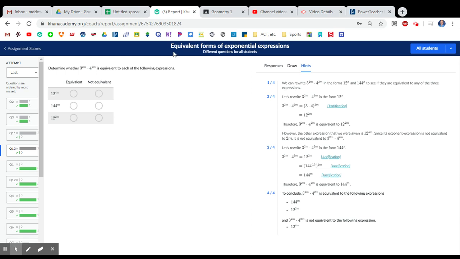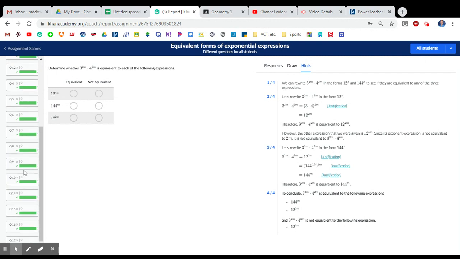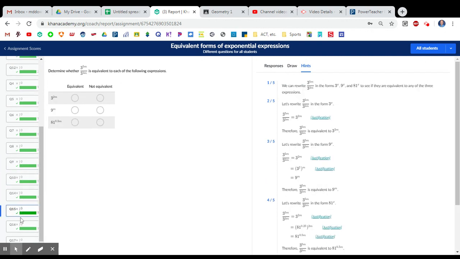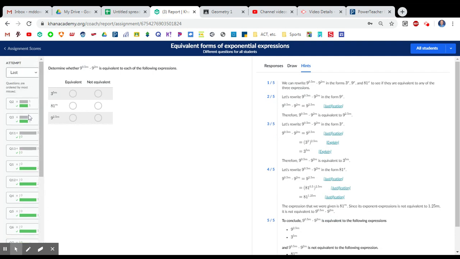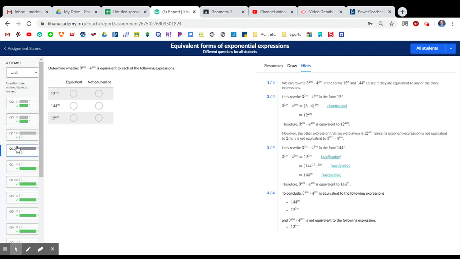Hey guys, here I am talking about equivalent forms of exponential expressions up here on top. If you notice, this is a new topic or a new quiz. As I scroll through, I see a lot of them are basically set up the same. There are some different ones on there. Again, there are quite a few questions that I can see.